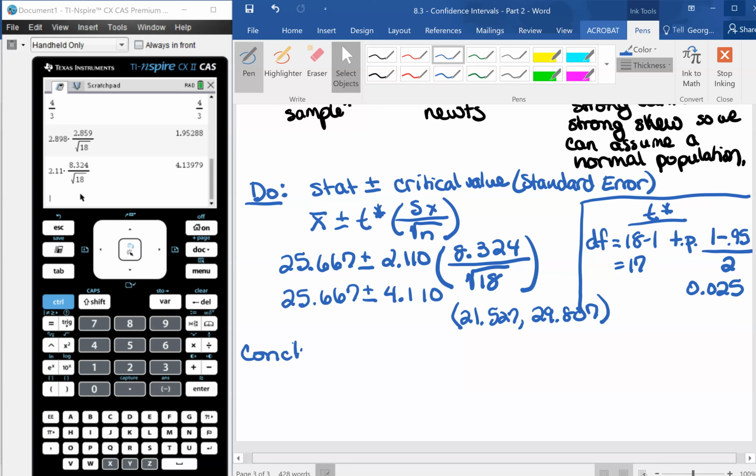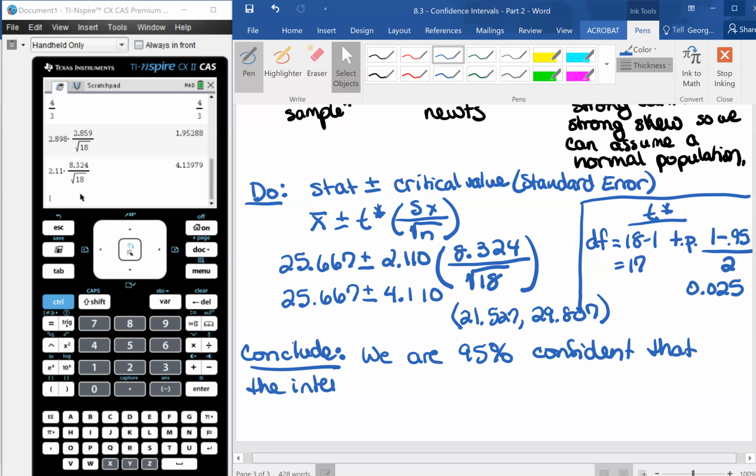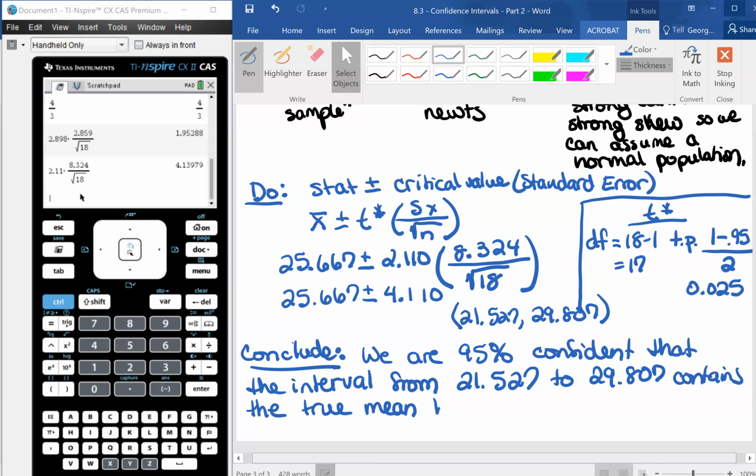So to conclude, we are 95% confident that the interval from 21.527 to 28.807 contains the true mean healing rate for newts. Okay, so that's pretty much it.